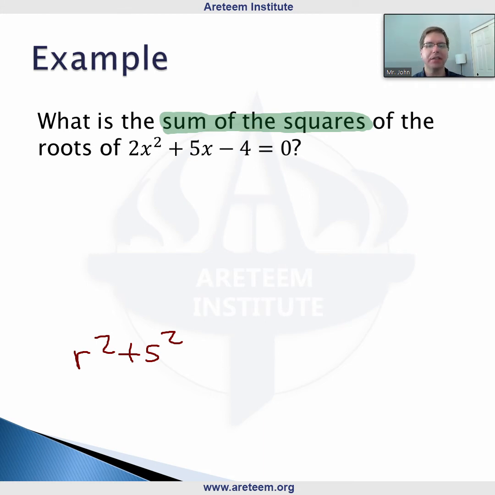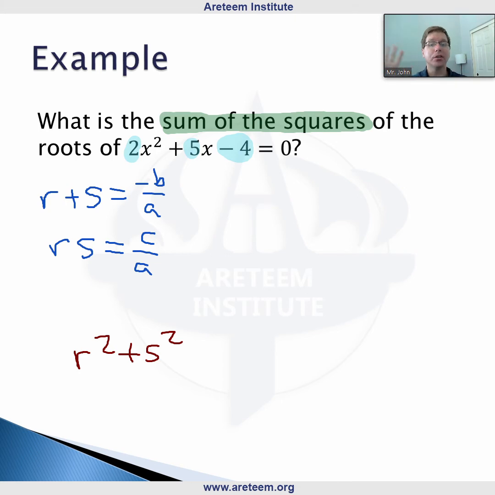So if we look at Vieta's formulas, remember this gives us a relationship between the sum of the roots. So the sum of the roots is negative b over a. And it tells us about the product of the roots. So rs, that is c over a. And remember, we're looking always at the coefficients. So we have our a value is 2, our b value is 5, and our c value is negative 4. Be a little careful with those negatives in those cases.